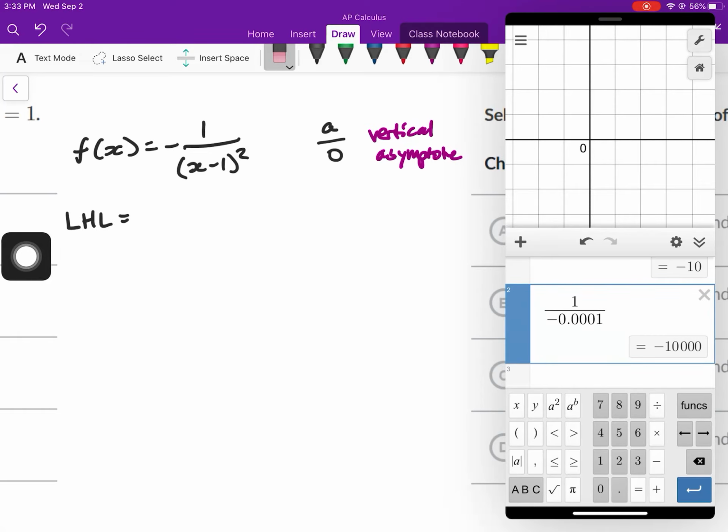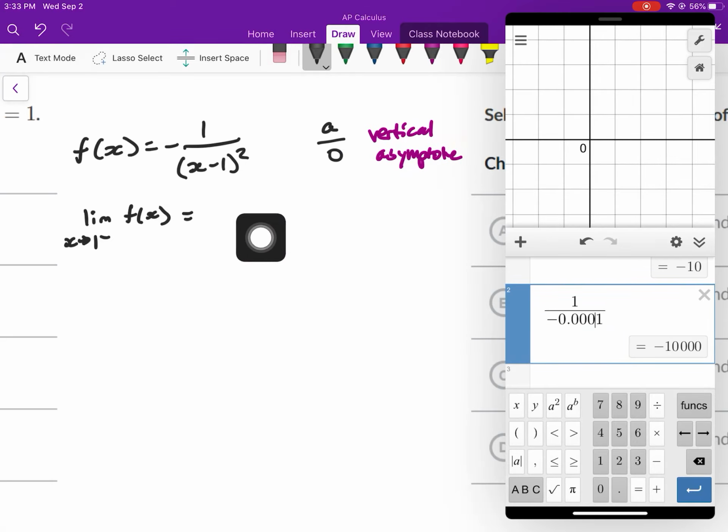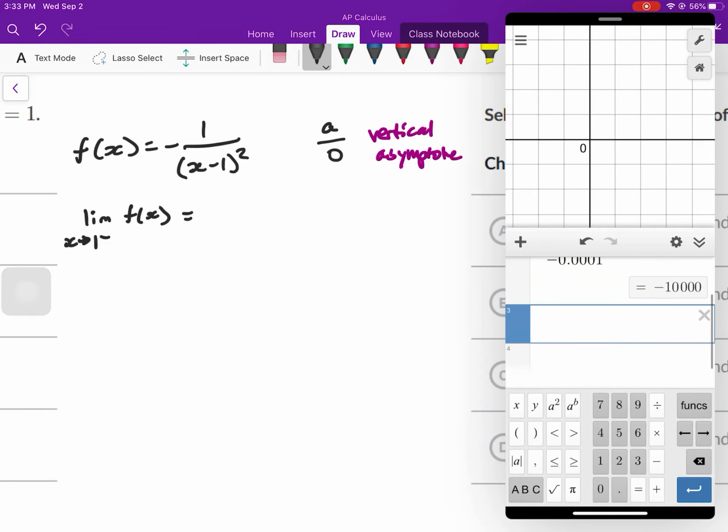So what we're going to do is test a number really, really close. Instead of writing left-hand limit, let me write it out so we can see it: limit as x is approaching 1 from the left of f of x. I know that it's a vertical asymptote, so it's either going to positive infinity or negative infinity. It's going to one or the other. So we're going to test a number to see which one.